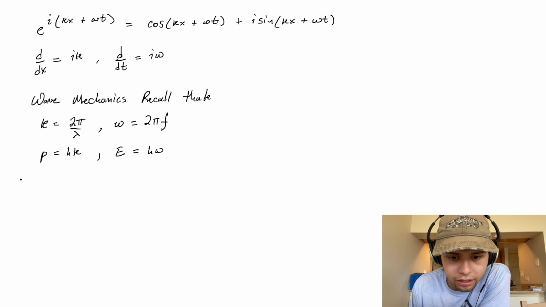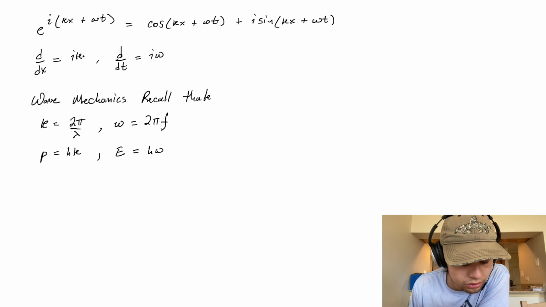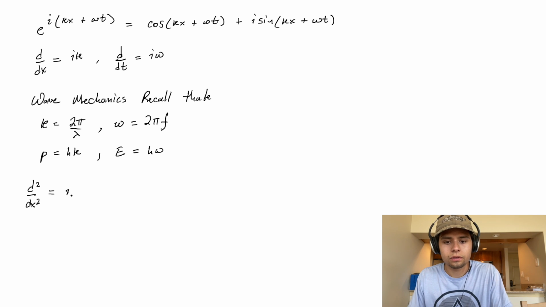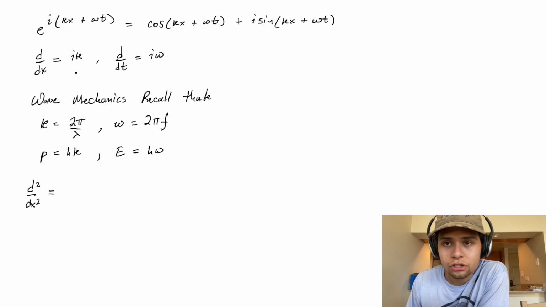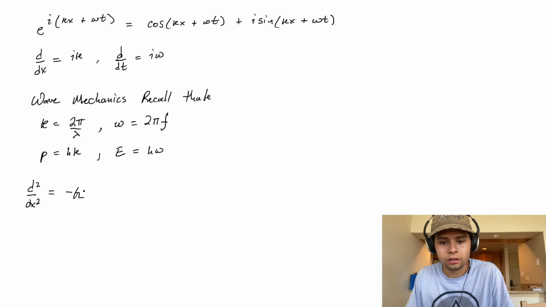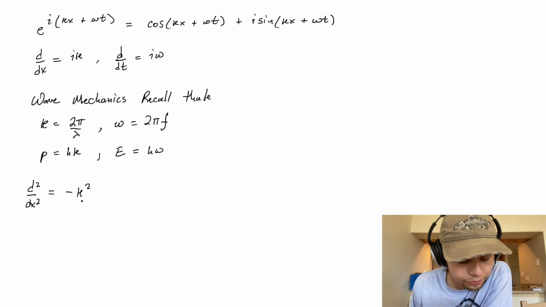If we can multiply, what we'll find is we could take the double derivative of this, or we could just take the square of this. We find that taking the double derivative, d squared dx, is the same thing as i squared. So i squared is just -1, so negative k squared.